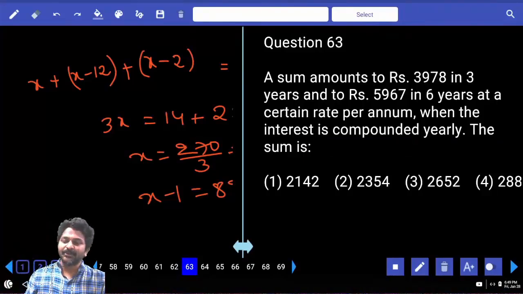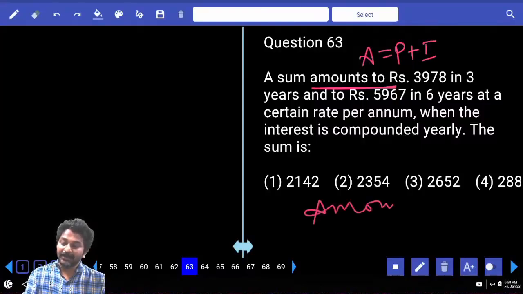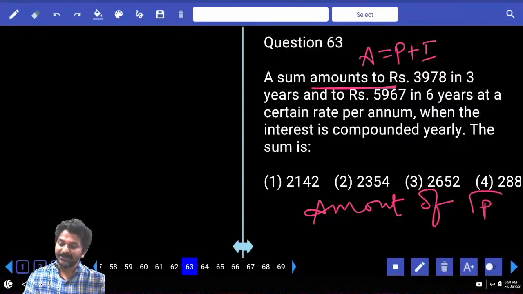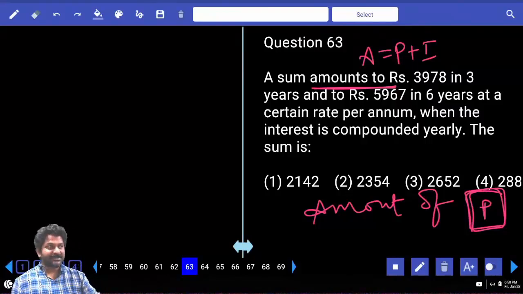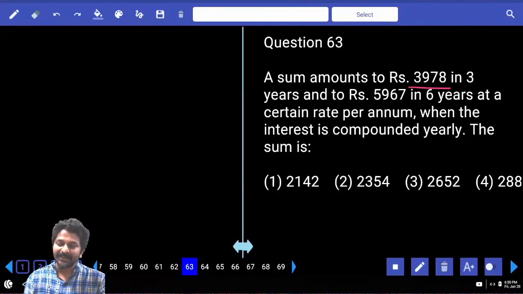A sum amounts to 3978 in 3 years and to 5967 in 6 years at a certain rate of interest. What do you mean by amount? Amount means principal plus interest. Amount of refers only to principal. Amounts to refers to amount, which includes principal and interest.